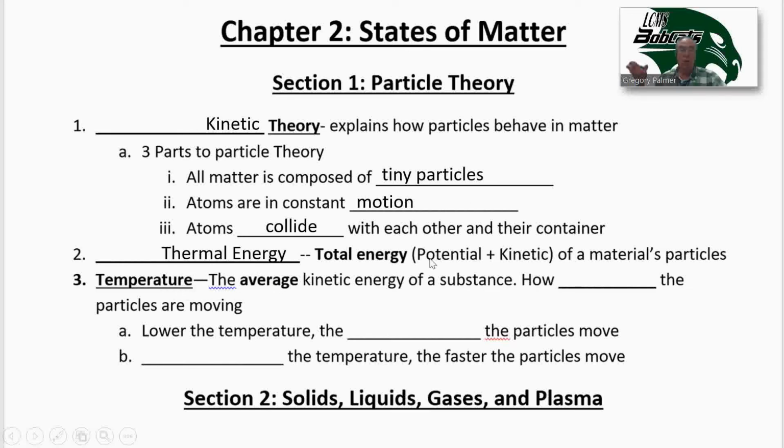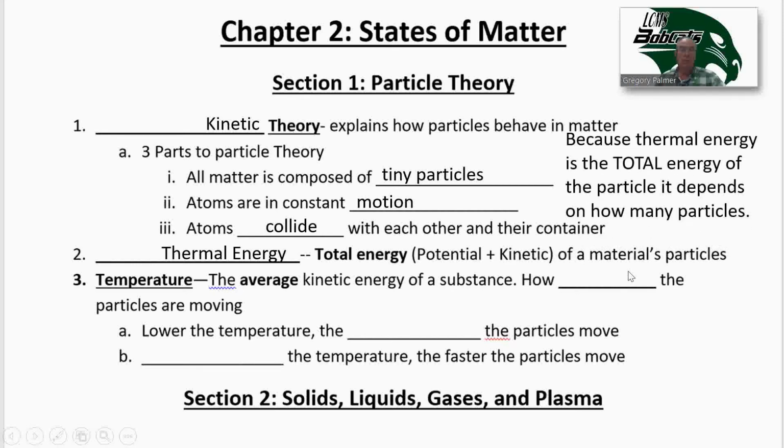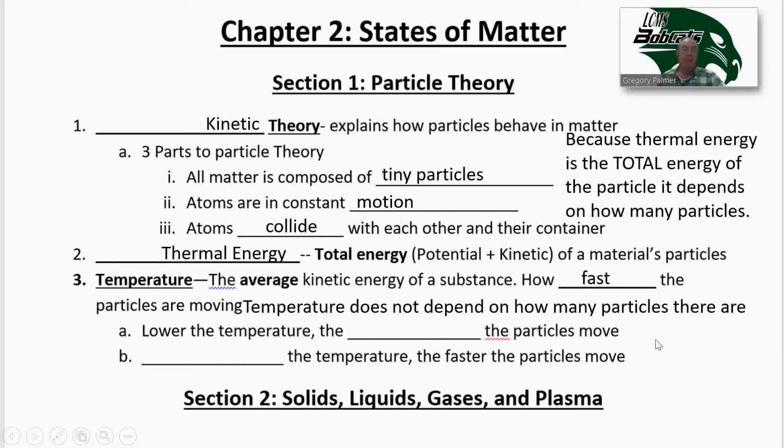Thermal energy is the total energy of the potential and kinetic energy of a material's particles. As it's the total energy, it depends on how many particles there are. Temperature is the average of how fast the particles are moving. Temperature does not depend on how many particles there are. The lower the temperature, the slower the particles move. When we raise the temperature, the faster the particles move.